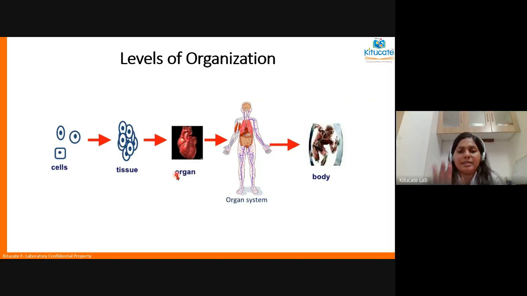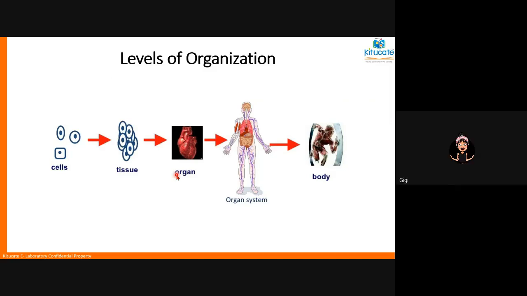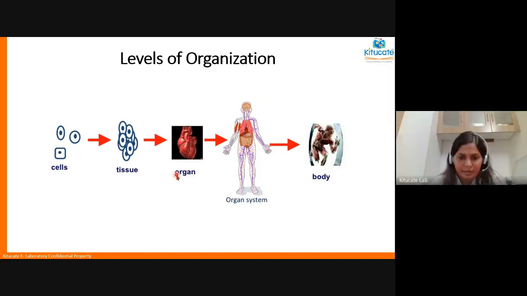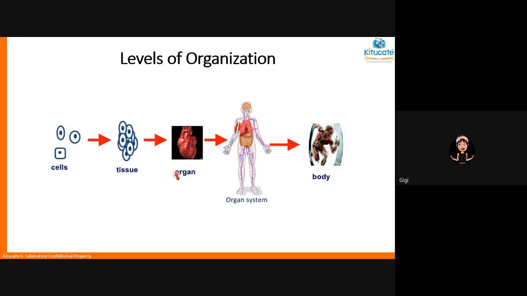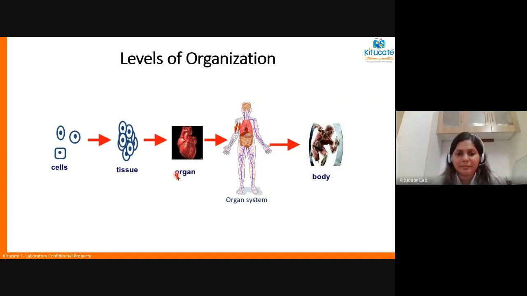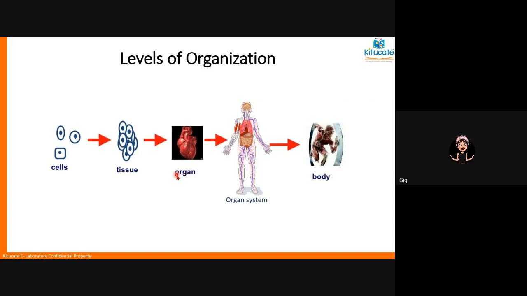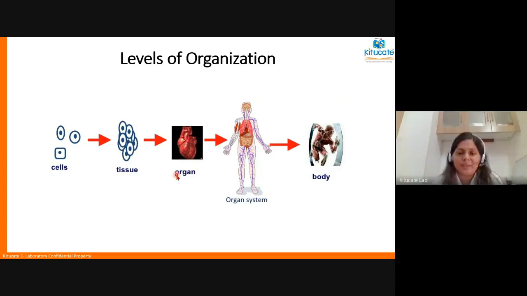Right? So is this clear up till here? Yeah, I just have one question. Yeah, please. Okay, so basically you're saying that cells form tissues and tissues form organs and organs form an organ system and organ systems form the body, right? Yeah. Oh, okay, right. Sorry, the arrows were just confusing me. Okay, all right.